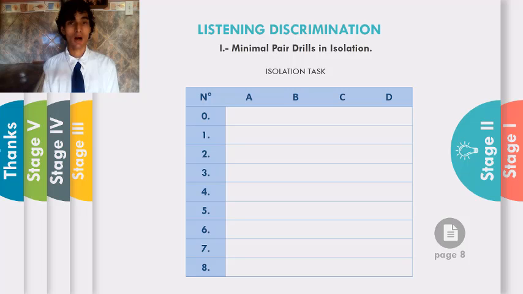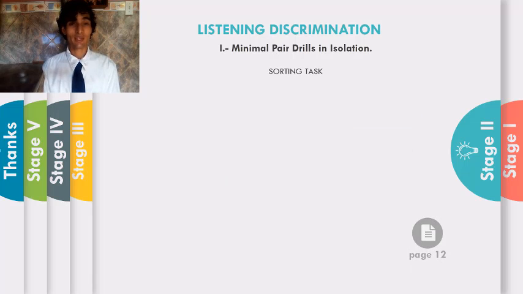Cop, cop, cap, and cop. As you can hear, the word with the different sound is in letter C. You can find an isolation task exercise for unstressed schwa in page 11. Check it out. Now the sorting task exercise for the unstressed schwa sound is in page 12.